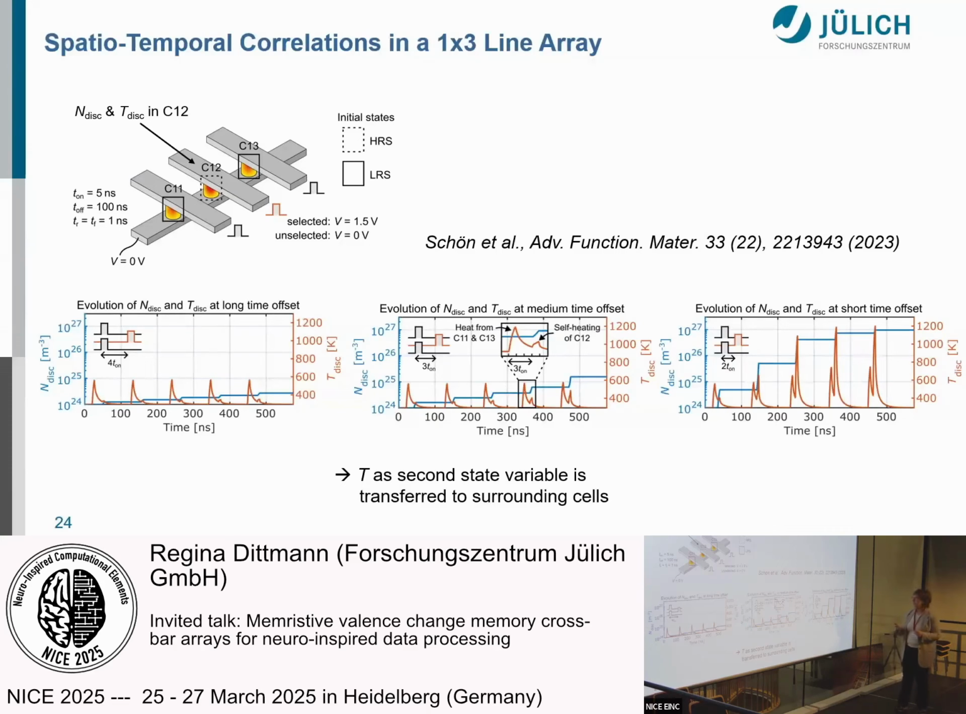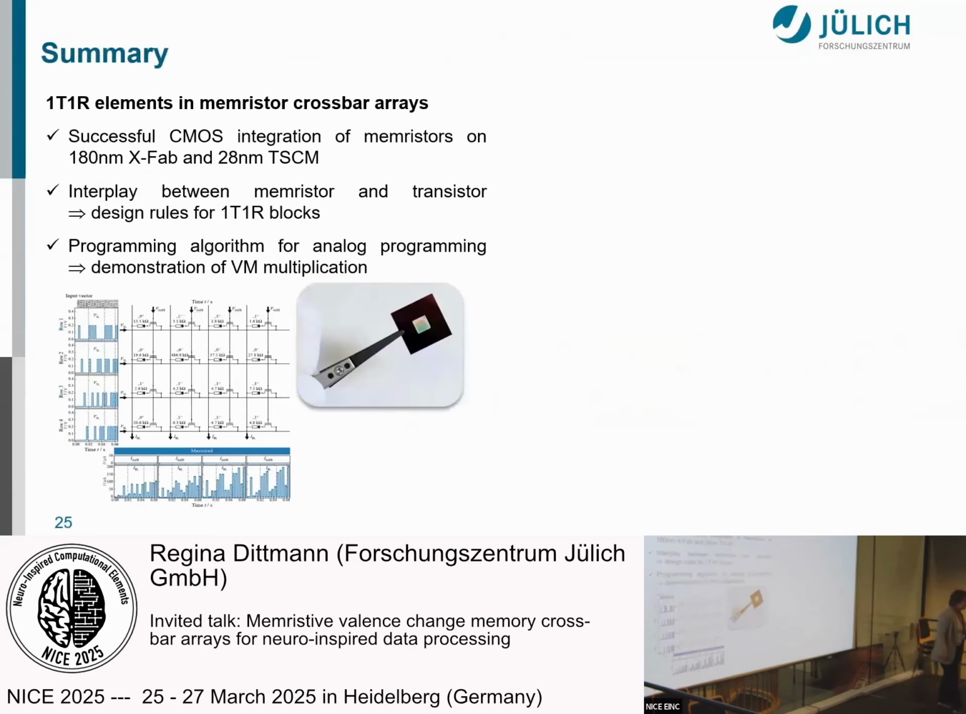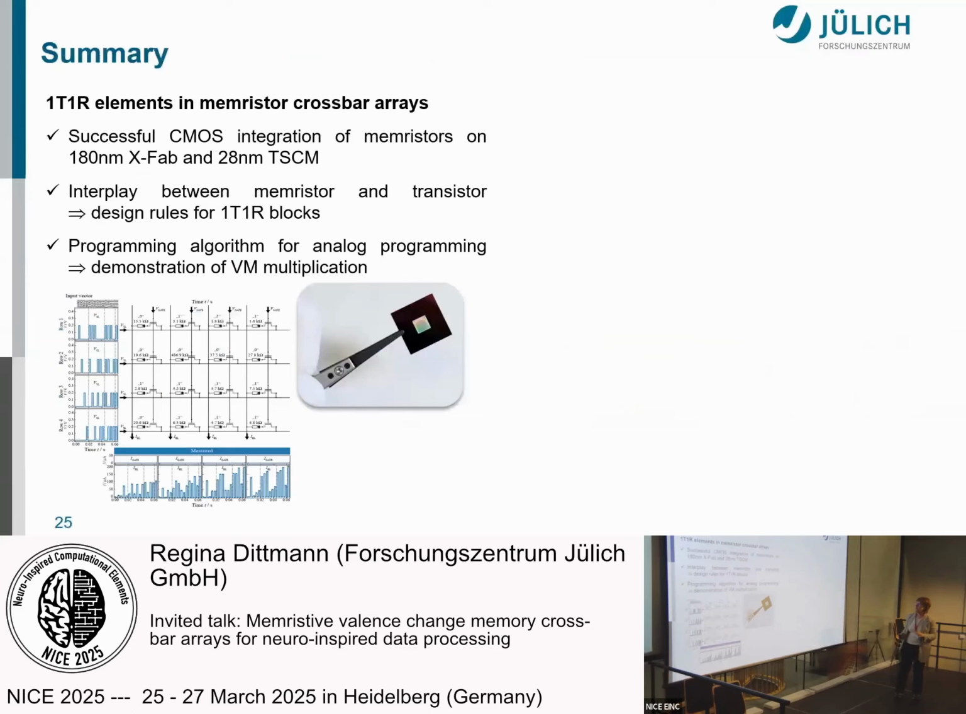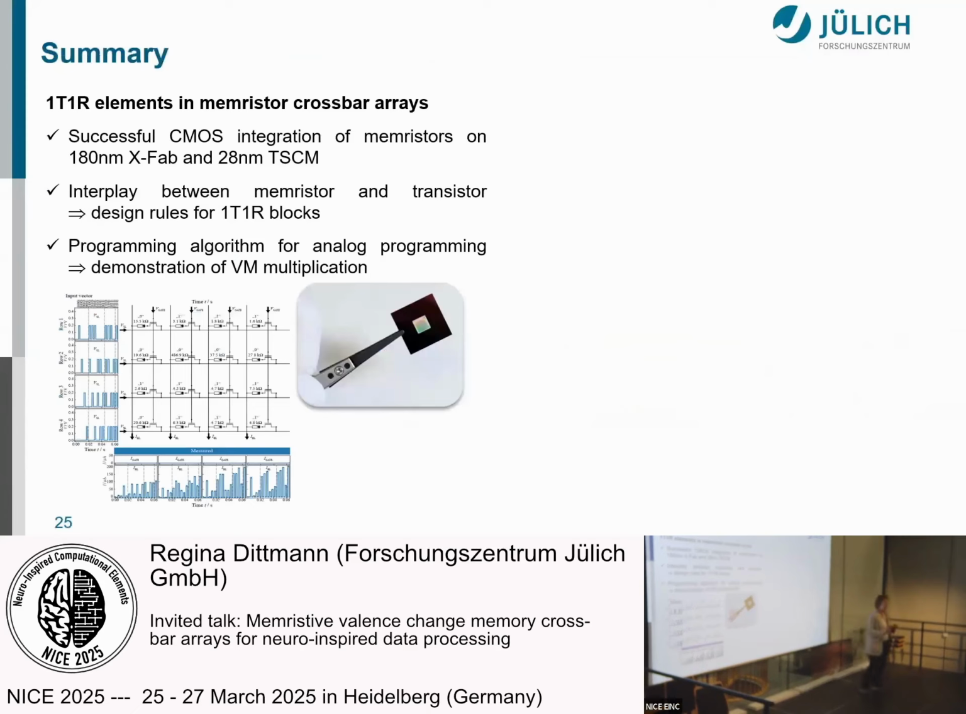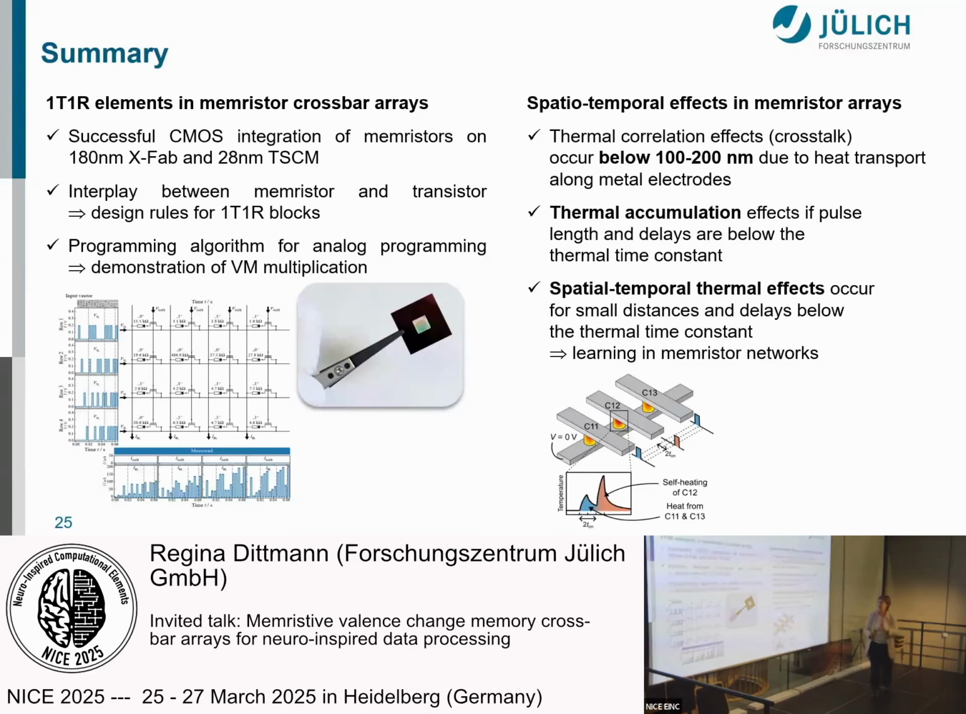So now let me come to the summary of my presentation. In the first part, I talked about our CMOS co-integration efforts in Jülich on different types of CMOS chips. We investigated in detail the complex interplay between the transistor and the memristor, and you have to carefully think about this interplay when you start to build and measure 1T1R crossbar arrays. And finally, we were able to demonstrate a vector matrix multiplication on our CMOS chips.